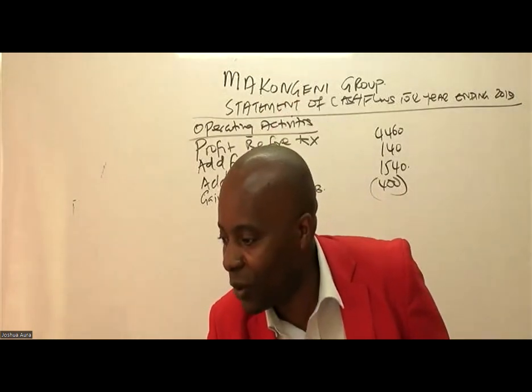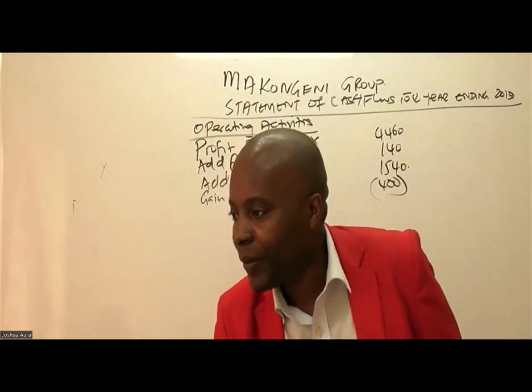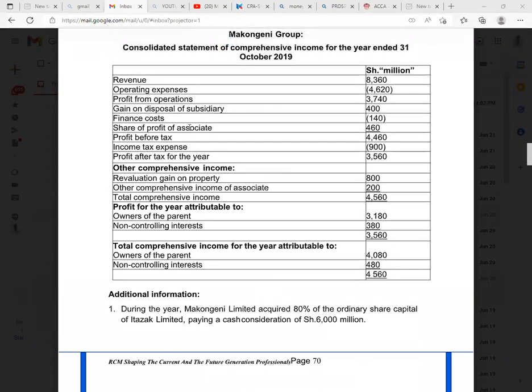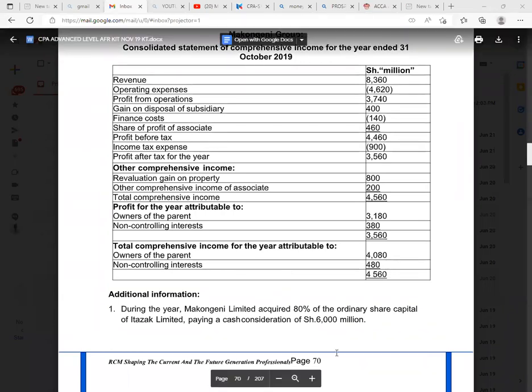Let's just read this from the question itself. I can see something very interesting here: share of profit of associate. This is an investment income. We have to remove it from operations.